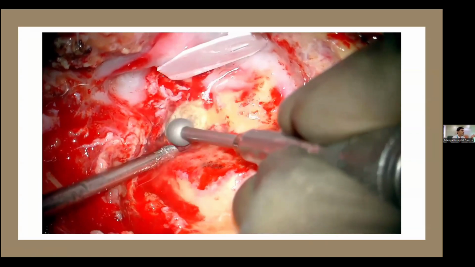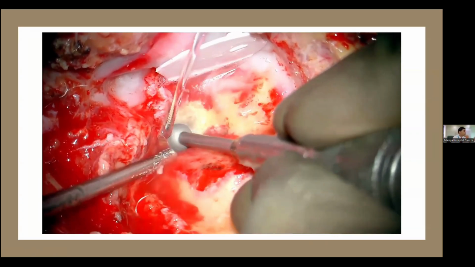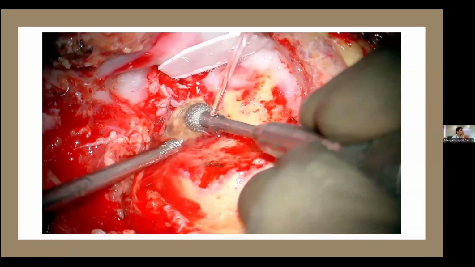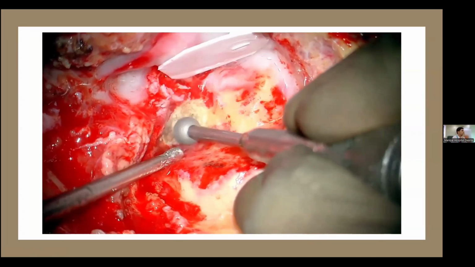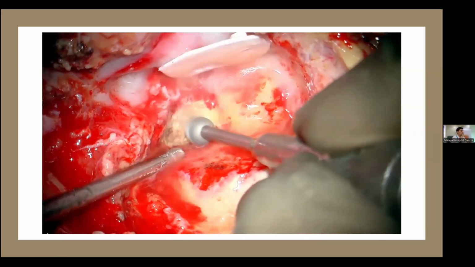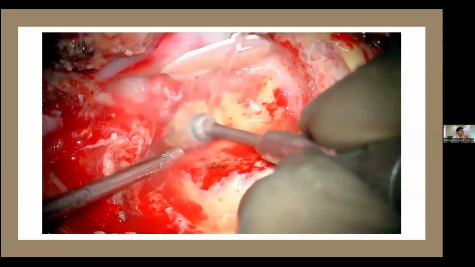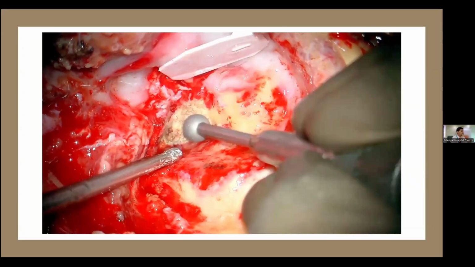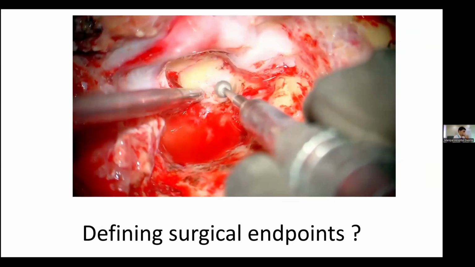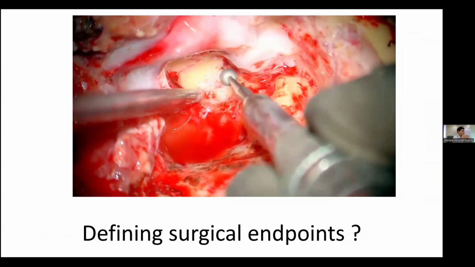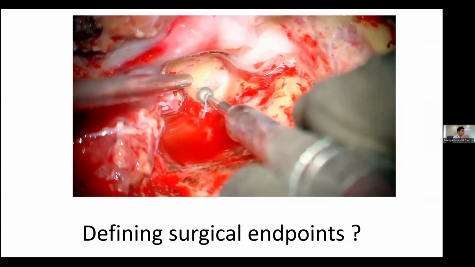And in case you do so, sir, where do you stop? Well, the principle that one normally follows is you keep drilling till you start getting some form of bleeding. But here, that really doesn't hold true.